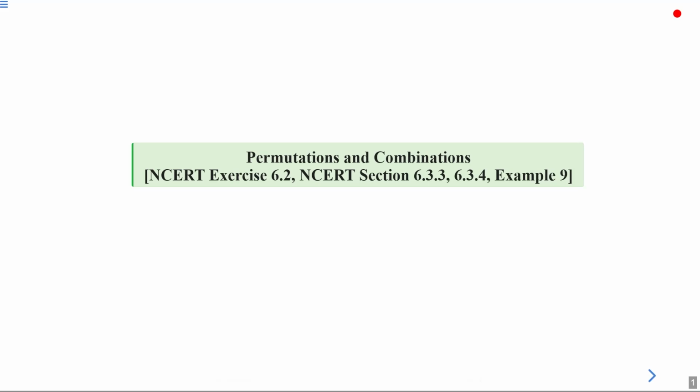Hello everyone, welcome to this lecture on permutations and combinations. Today in this lecture, we will cover NCERT exercise 6.2 and NCERT sections 6.3.3 and 6.3.4 and NCERT example 9. So let's get started.